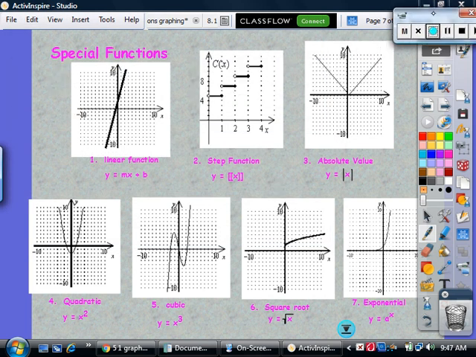Okay, it lets you look at these special graphs, these special functions. Would you care to turn the light out so maybe that these can be seen?